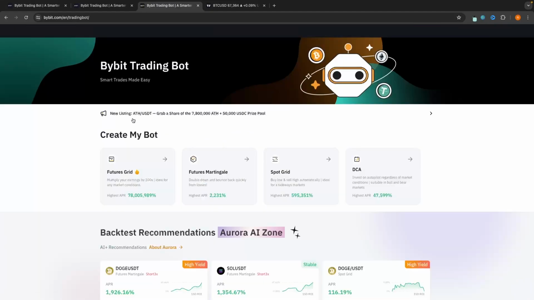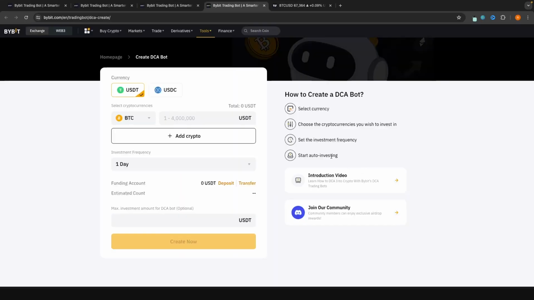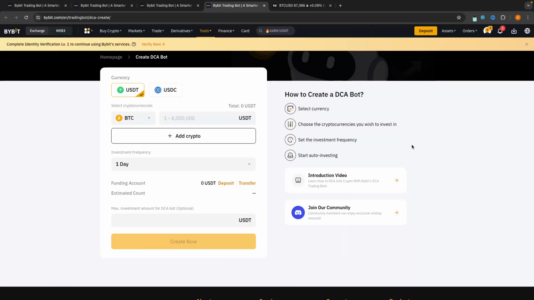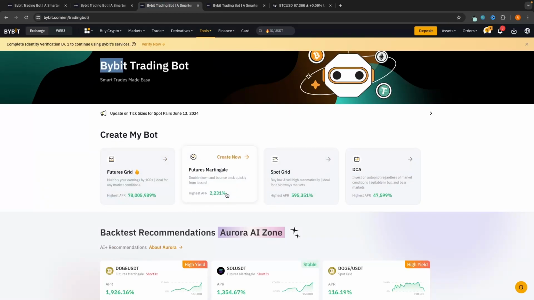Then the last type of bot that we are going to speak about, the last type of bot that is on Bybit, is the DCA strategy right here. Now, DCA stands for dollar cost average. And unlike all of the other bots that are clearly trading bots, so these are all trading bots right here, we are just trying to get in and out of the market to make a profit. The DCA bot is actually more of an investment bot, so it's very different to all of the other bots that we have spoken about.